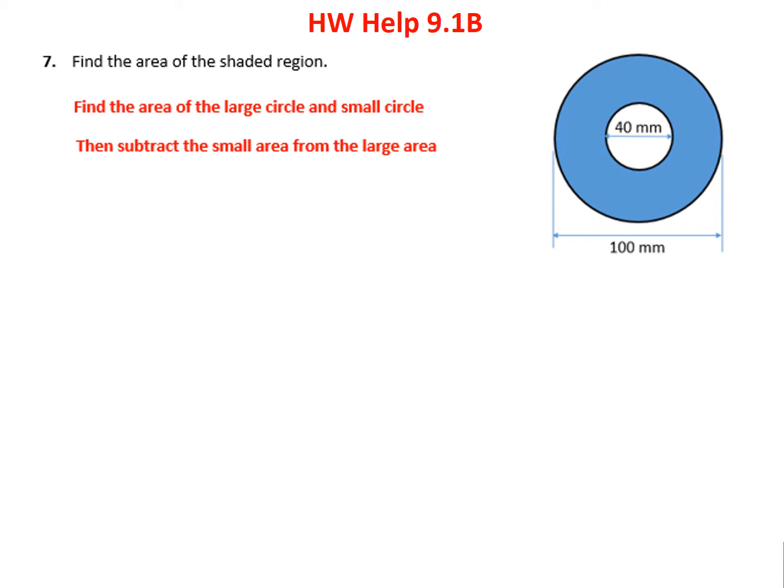So let's get started. First thing, in both of these circles, we're given the diameter. So we need to find the radius. Remember that the radius is half of the diameter. So for the large one, which is 100 millimeters diameter, half of that will be 50 millimeters. For the smaller circle, half of 40 millimeters is 20 millimeters. So these are our radius.